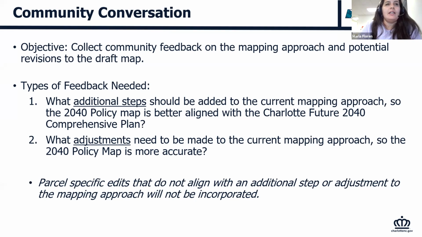We can identify additional steps to add to the mapping approach, which would help better align the final map with the policy map. And then we can discuss potential adjustments to the current mapping steps that would help improve the accuracy of the map. What this process cannot do is incorporate parcel specific revisions that don't inform an overall strategic change to the citywide mapping approach. Again, this is a citywide mapping effort that must balance future needs and opportunities.